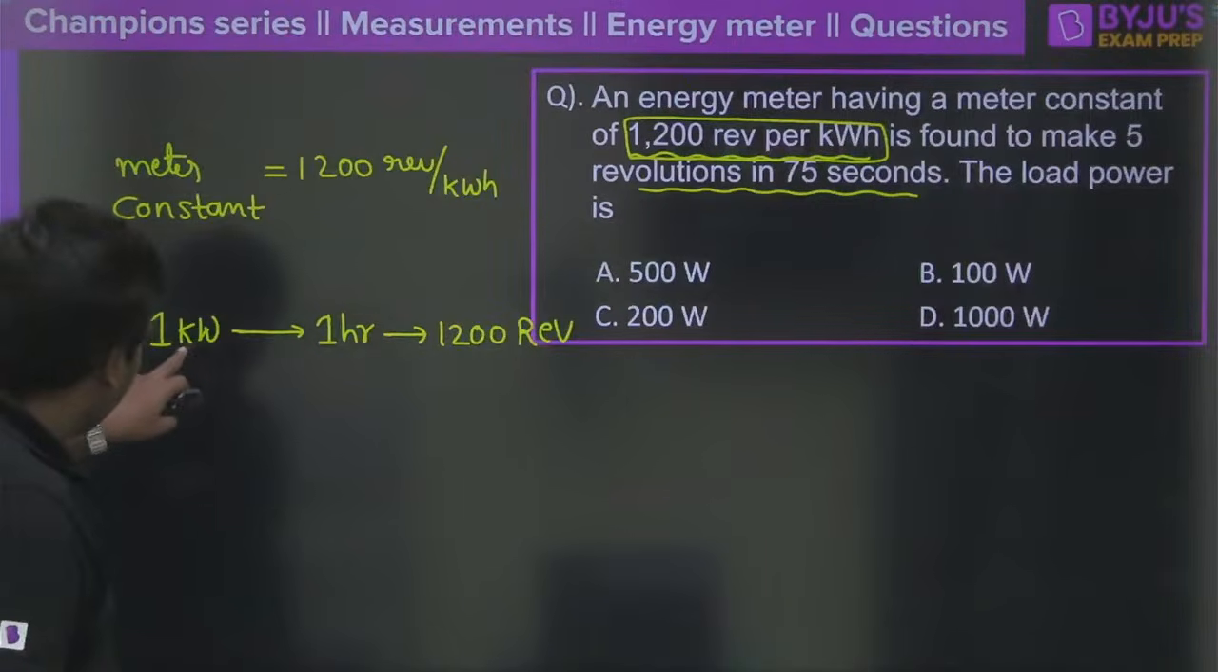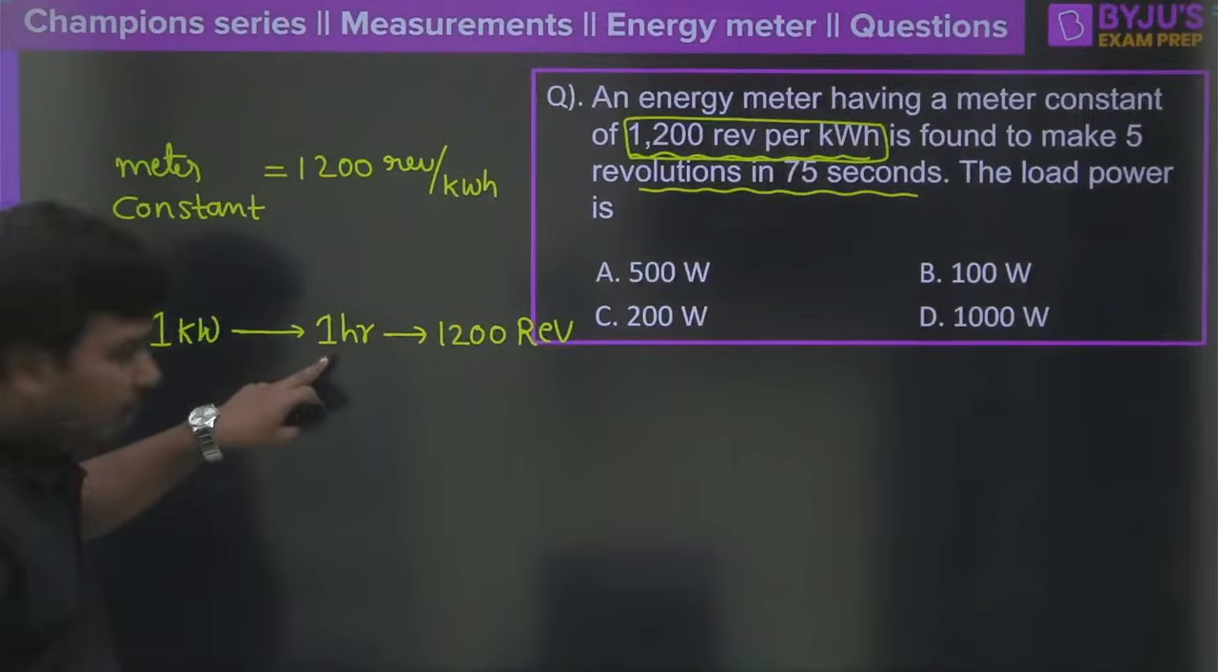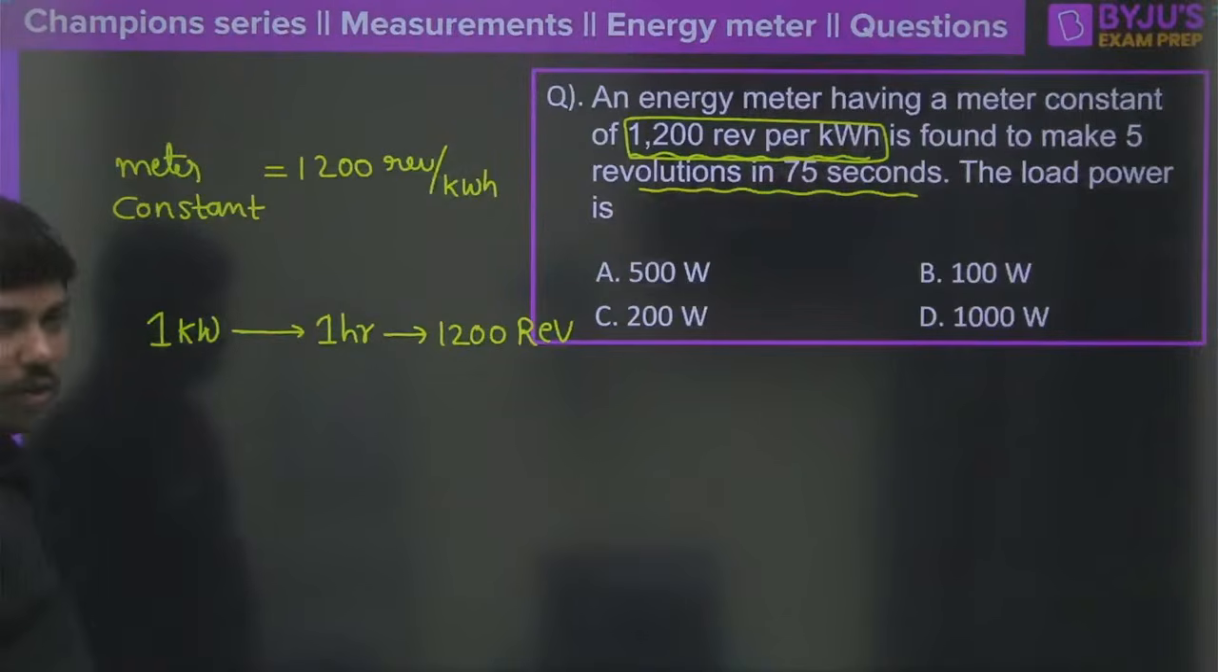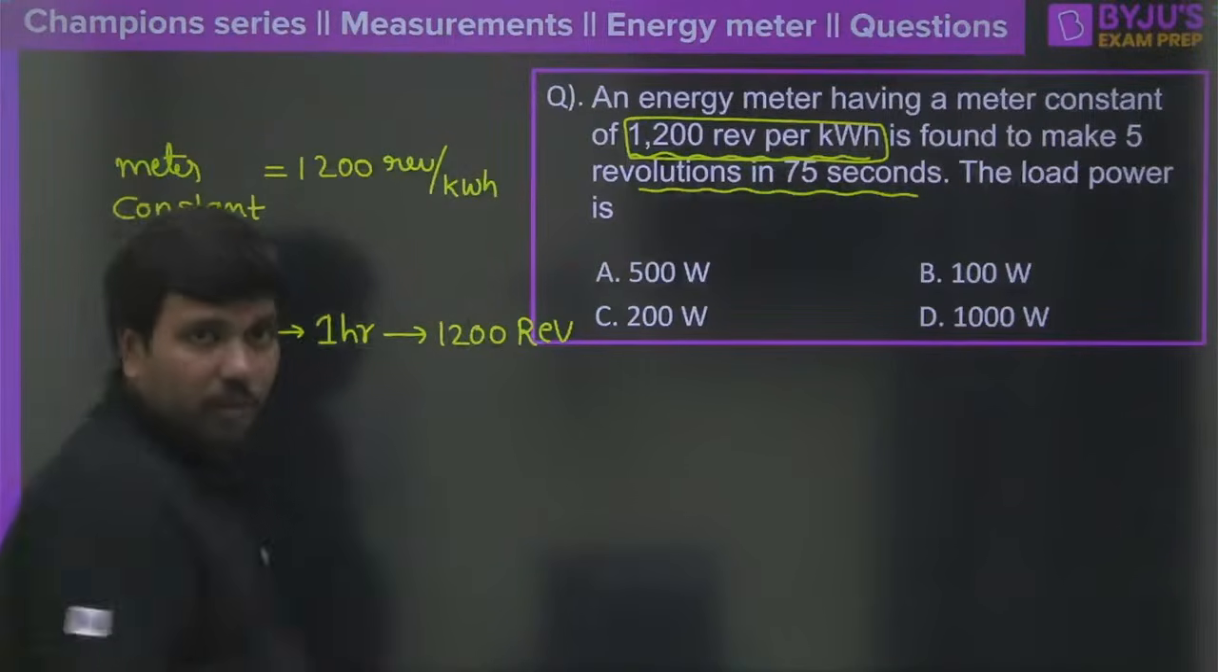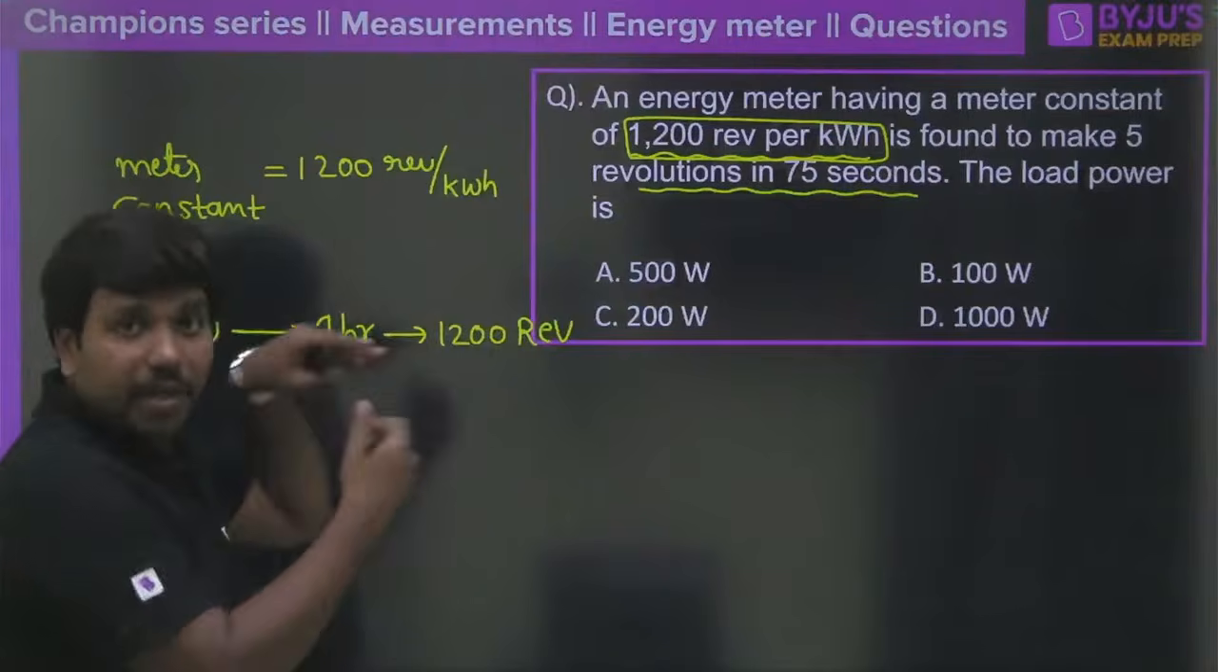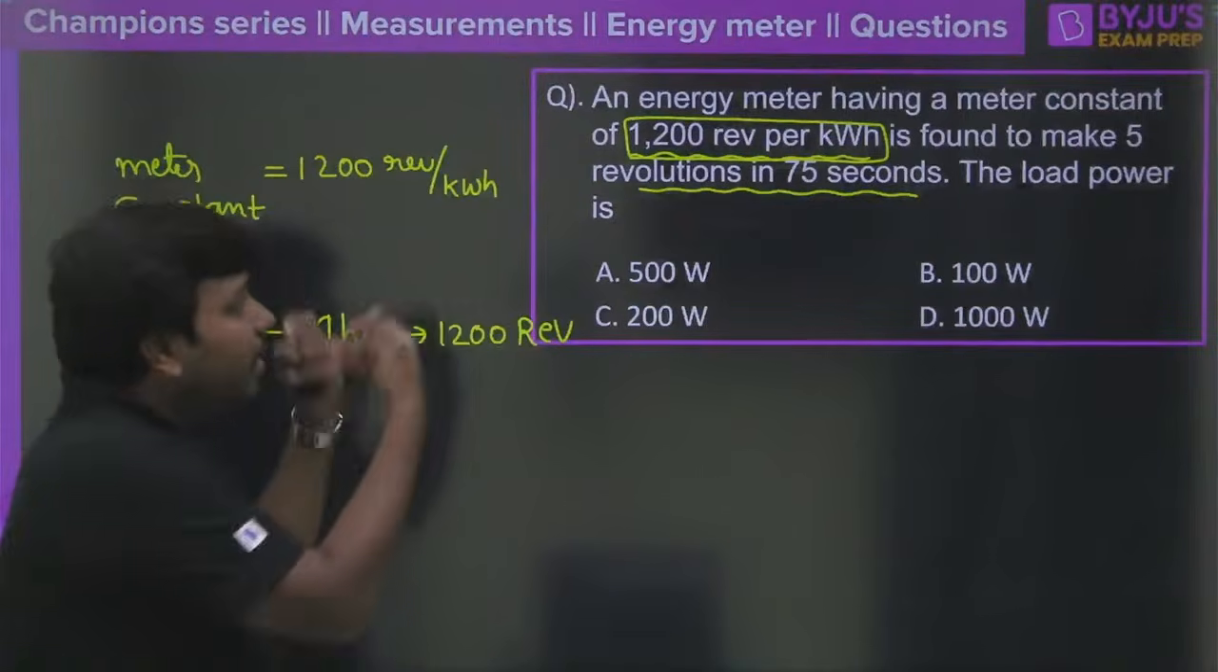1 kilowatt power consumption in 1 hour time can make 1200 revolutions. But this is a meter constant, meaning it is the capacity of the meter. Meter can do like this. I repeat, meter can do like this.